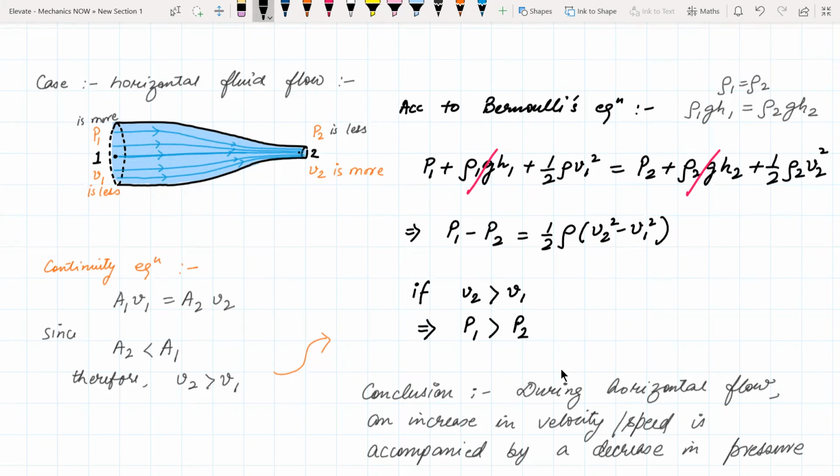If I consider that the cross section is the same for both the points, point one and point two, the velocity will also be the same at both the ends. Then from this equation, P1 minus P2 will turn out to be zero. That means P1 is equal to P2. But sir, if the pressure is equal at both the ends, then how can my liquid flow?